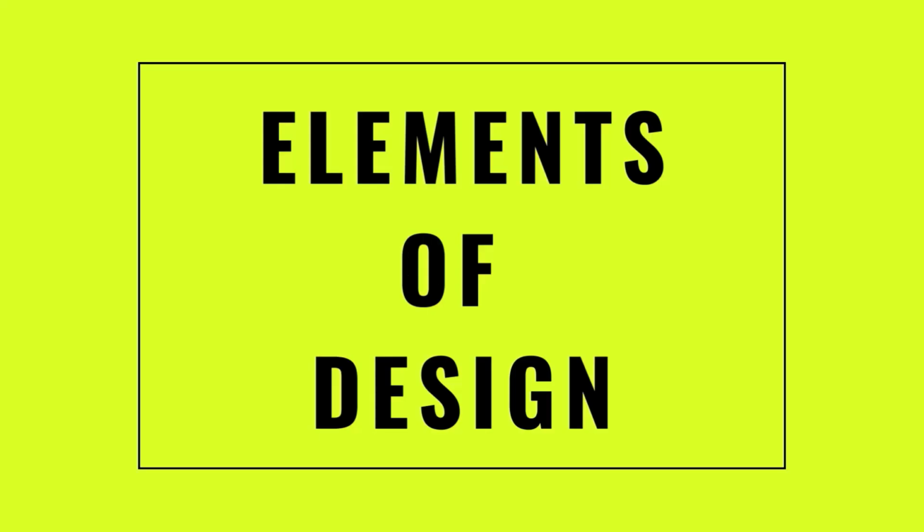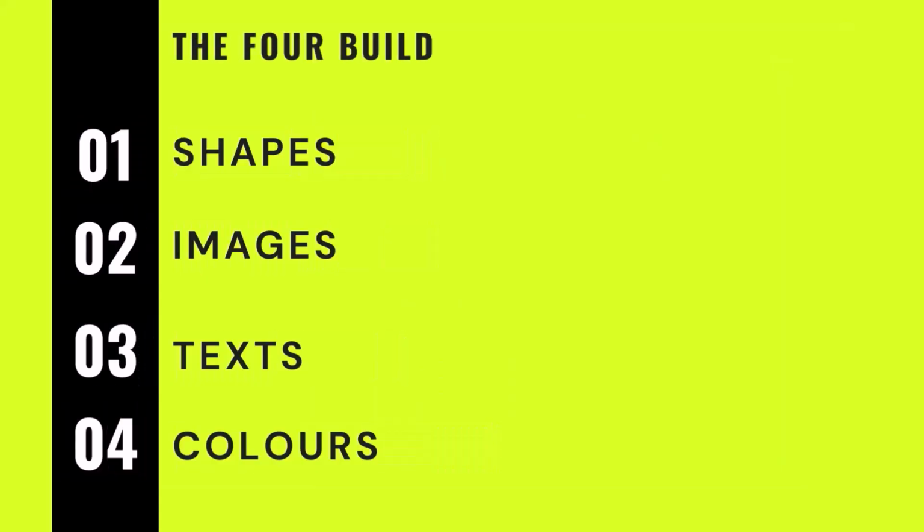This time around, we want to talk about elements of design briefly. And if memory serves me right, we have four elements of design. I've spoken about it so many times. So we have four elements of design, which are: the shapes, the images, the text, and the colors. These are the four building blocks of design.